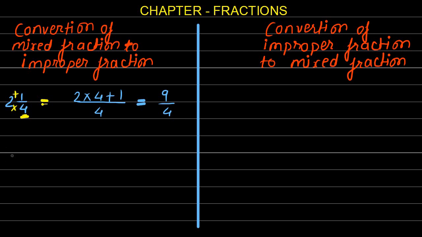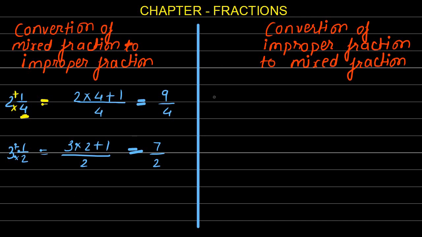Let's take one more example, that is 3 1 by 2. Again the same thing. You need to multiply the whole number times the denominator and add the numerator to it. So 3 times 2 plus 1, same denominator, that is 2. 3 times 2 is 6 plus 1 is equal to 7, and the denominator is the same. So simple. 7 by 2 is the improper fraction.